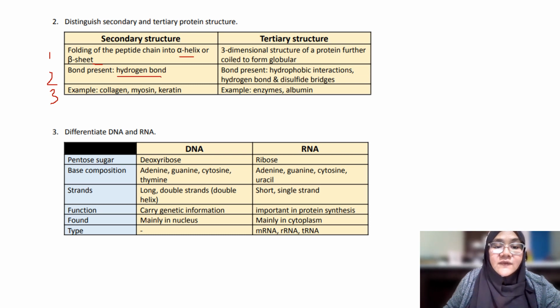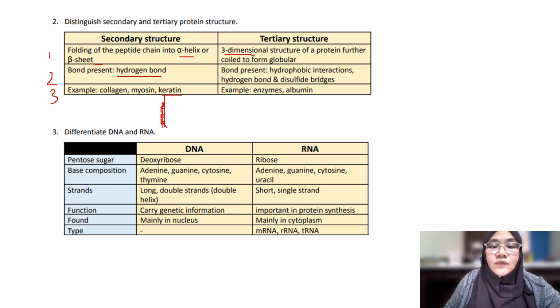And the example of the secondary structure is keratin, like our hair, we know it is alpha helix here. Okay, so this gives them the structure of secondary structure. Okay, next, because of the hydrogen bond. Next, the tertiary structure, it is a 3D structure.